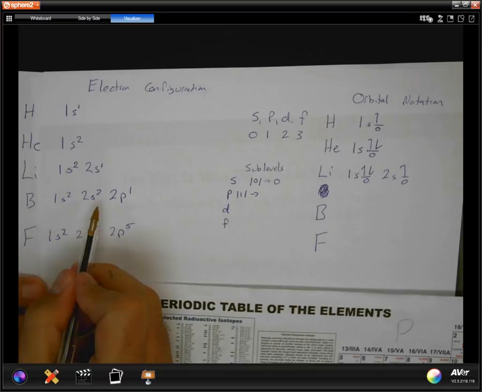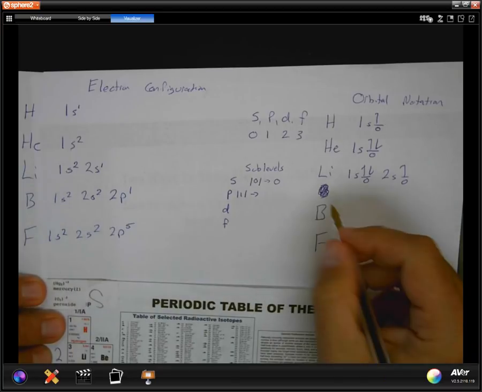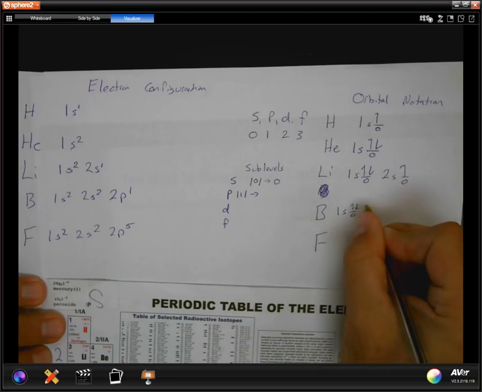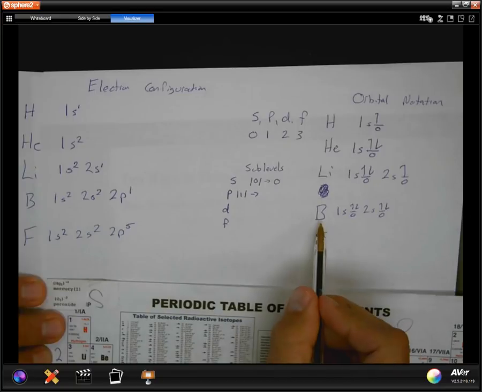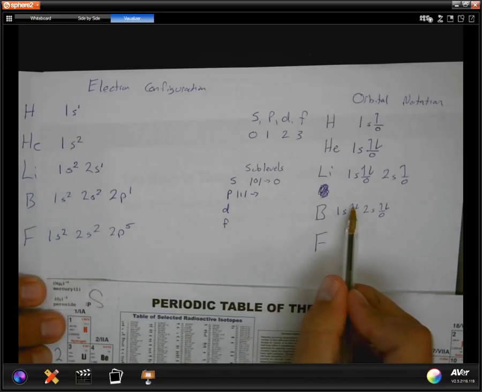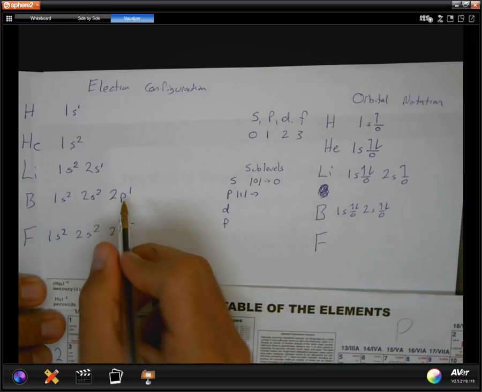Now when we get down to boron, we see now we have to start to account for the different sublevels that P has. So if I want to write the orbital notation, I again do just like I did before on the problems above. So I'm going for boron. I filled in the 2 electrons here, the 2 electrons here. There's the 2 electrons with 2 electrons. Now I need to write out the orbital notation for the 2p1.